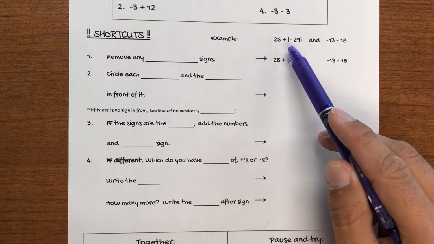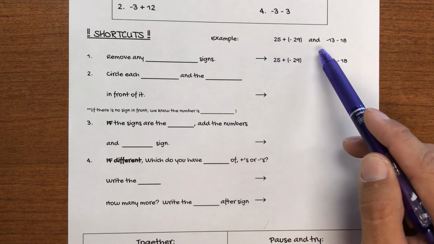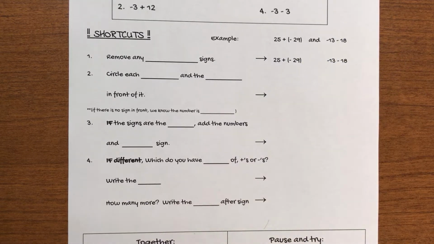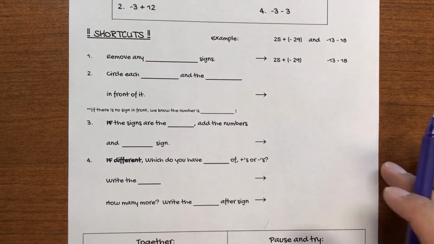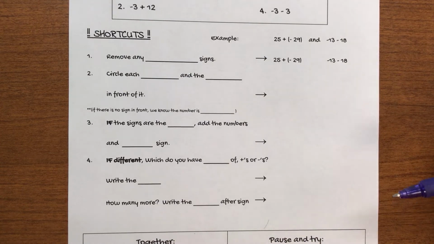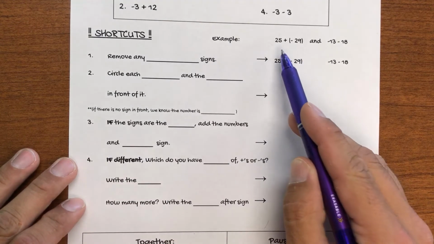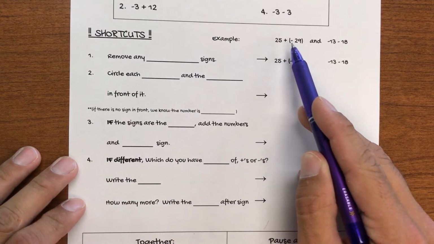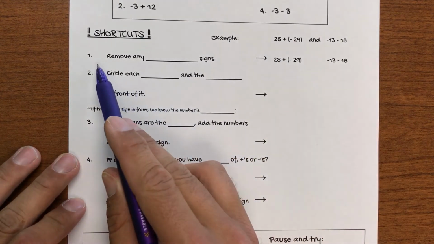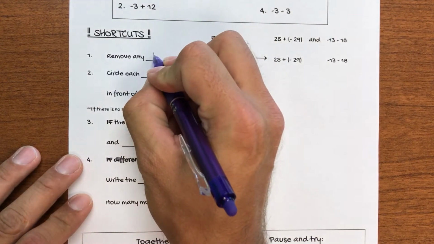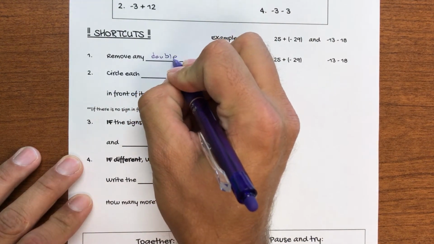Our first one is 25 plus a negative 29. And then we've got negative 13 minus 8. And I'm going to show you how to do both these problems. So the first step in our shortcut is that we still got to get rid of the double signs. We still don't like this plus negative right next to each other. So step one is to remove any double signs.